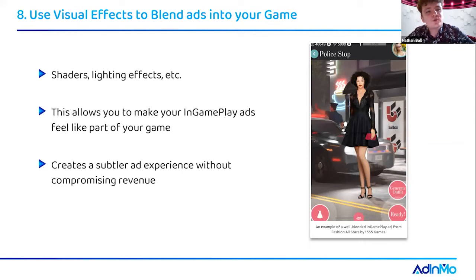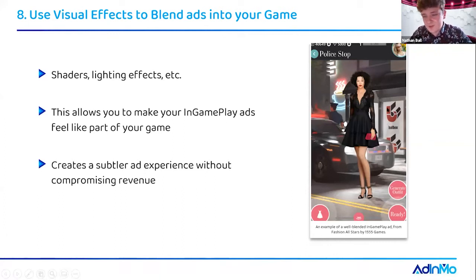And finally, tip number 8 is to use visual effects to blend your ads into your game. Now, this is one of the big things that you can't do with traditional mobile ads, but you can with in-gameplay ads. Since they are actual objects within your game, you can apply effects like shaders, lighting effects, etc., to them that you just couldn't do to sort of over-the-top traditional ads. And that means you can blend them in to your game so they feel a lot more natural.